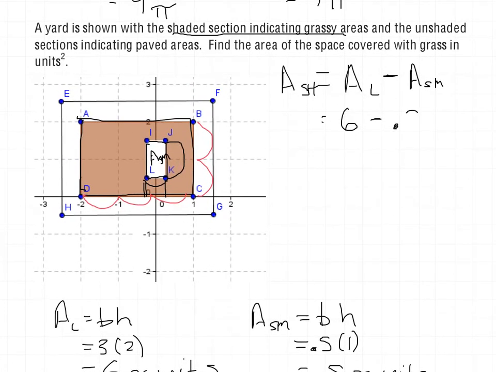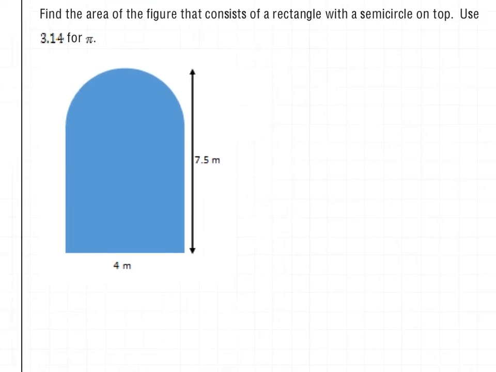Or 0.5 square units. So again, this is subtraction because we had a larger area and we took a smaller area out of it. So 6 minus 0.5 is going to give me 5.5 square units. Alright, let's come over to the next one.